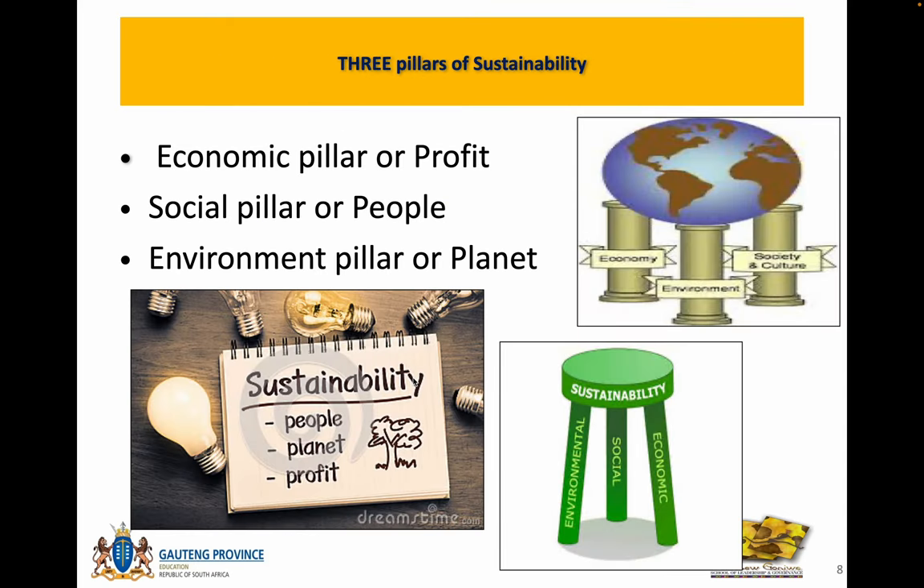So we have three pillars in sustainability. The first pillar is the economic pillar. The economic pillar talks about the profit that a business will be making. Then we have the second one, the social pillar.